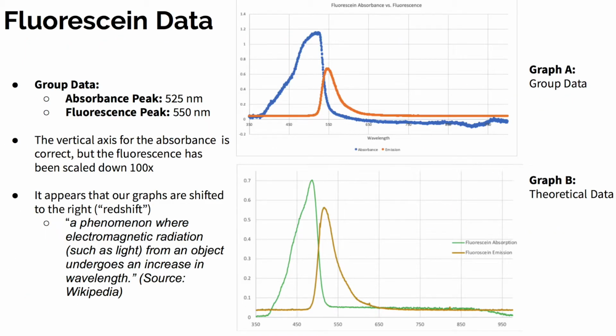For fluorescein, we can see our data on the top compared to the theoretical data on the bottom. We found that our data is incredibly similar to what was expected, but it's important to note that our graphs appear shifted to the right. This may possibly be due to the redshift phenomenon.